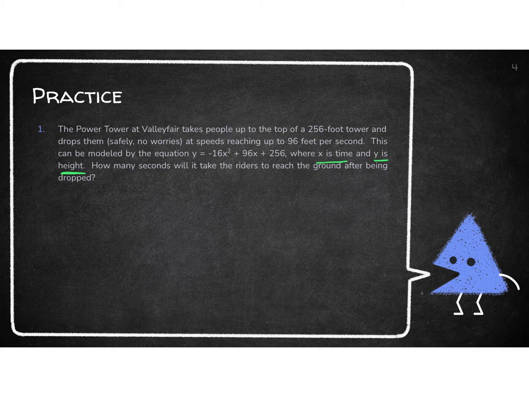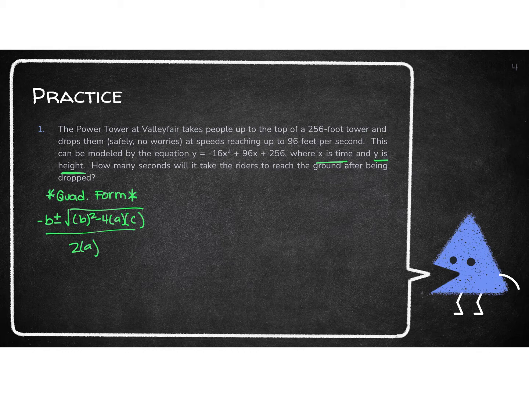How many seconds will it take the riders to reach the ground after being dropped? So I do not see the word maximum or minimum anywhere in this problem. The question is asking how many seconds will it take for the riders to reach the ground after being dropped. It's not asking for a maximum or a minimum. So I know that I'm going to use the quadratic formula. That's going to be opposite of b plus or minus the square root of b squared minus 4 times a times c, all over 2 times a.